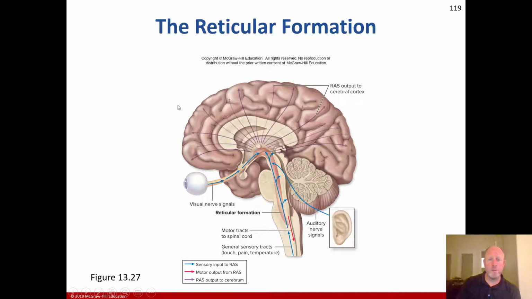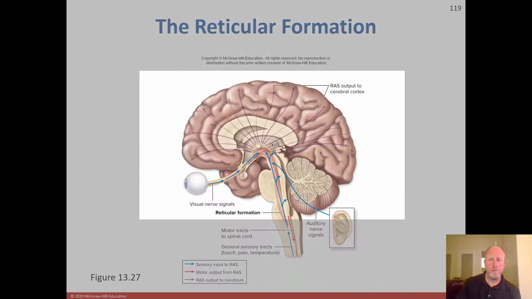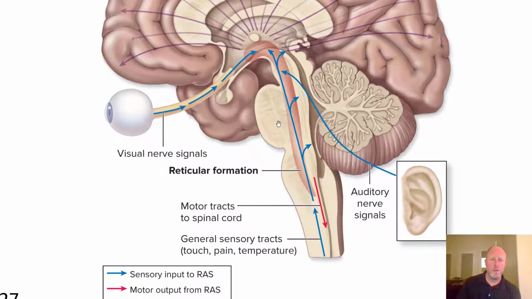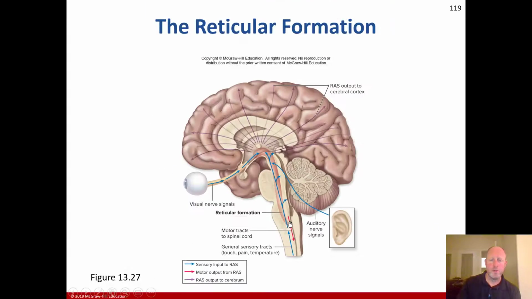So the reticular formation, we get the RAS output here coming to the cerebral cortex, visual nerve signals coming from the optic nerve from the eye, reticular formation coming also from below, being sent basically from the spinal cord, auditory nerve signals coming from the ear, motor tracts sending information to the spinal cord, and of course general sensory tracts, touch, pain, and temperature reporting up to the brain, to the cerebrum.